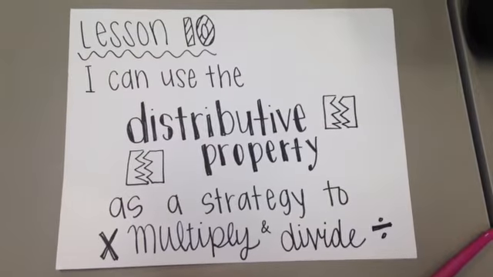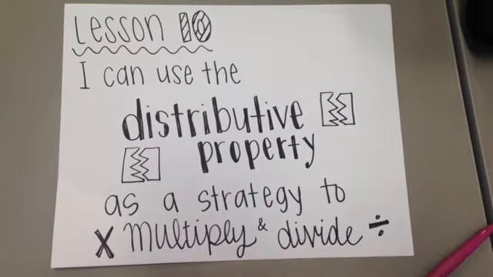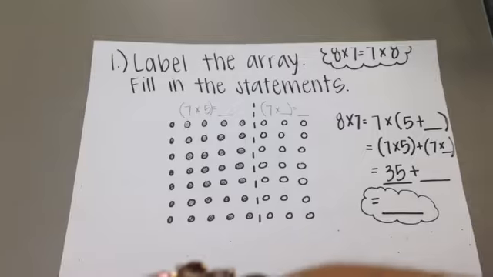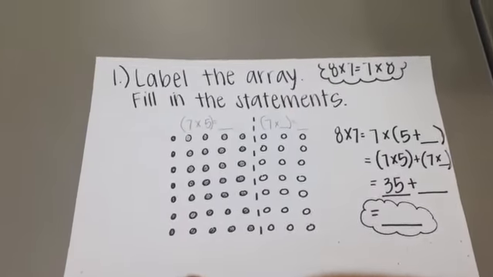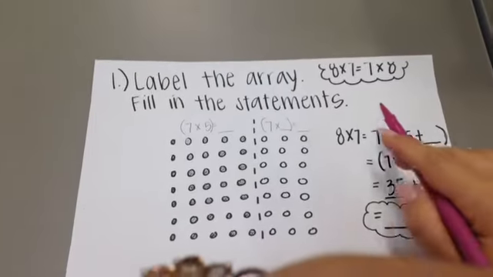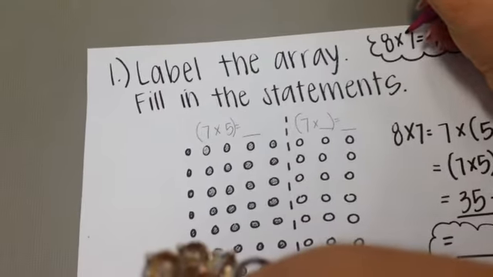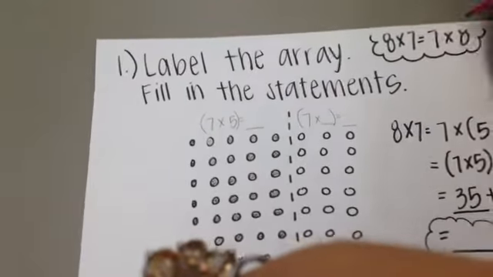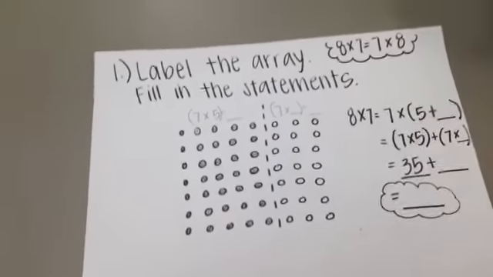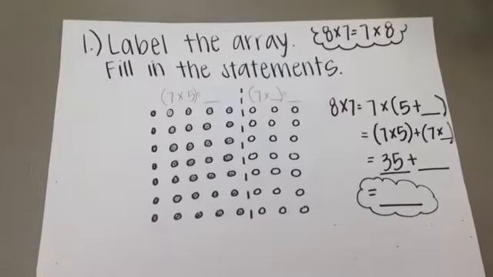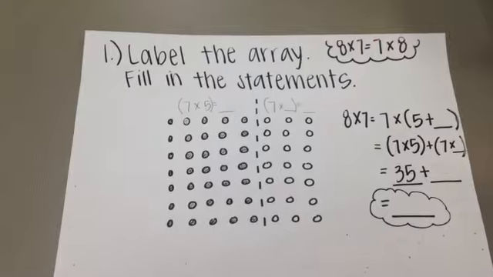Lesson 10, I can use the distributive property or the break apart property as a strategy to multiply and divide. Let's get started. Okay, so you should have a sheet like this. I already did the drawing for you. So go ahead and pull this out, and the top of these numbers is kind of cut off. This is supposed to be an 8 times 7, 7 and 8. Sorry if that's a little cut off. So what we have here, label the array. Fill in the statements. So I know that 8 times 7 is the same as 7 times 8.